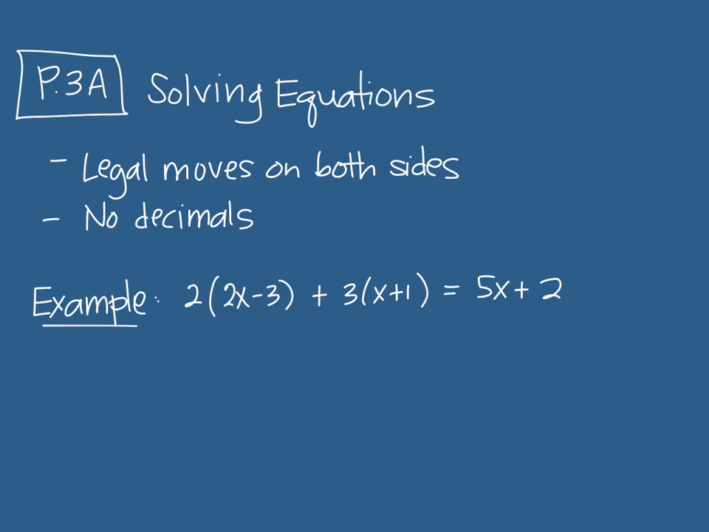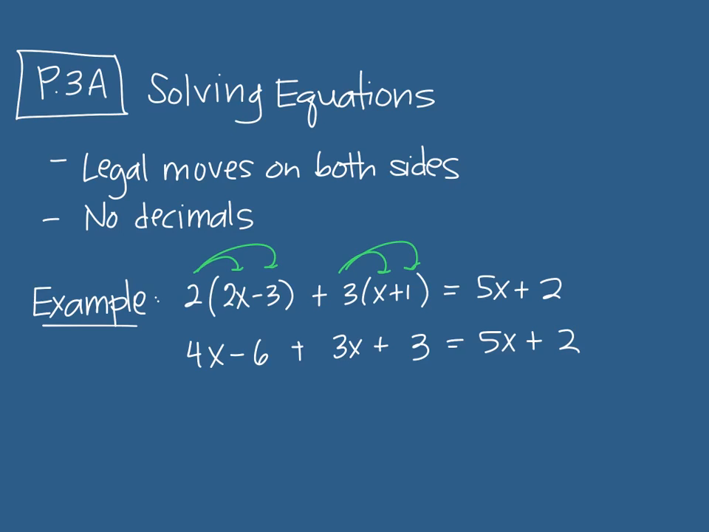Okay? All right. So what do I want to do first that's legal on this problem? Yes, okay, we're going to distribute. So let's take care of that 2 and the 3, and distribute. That gives me 4x minus 6 plus 3x plus 3, and that's equal to 5x plus 2 still. So that was the first legal move.